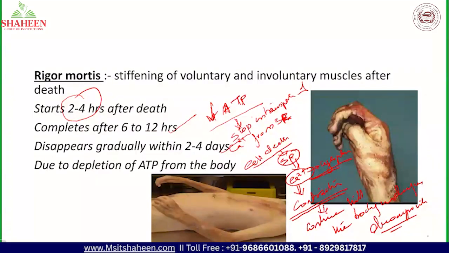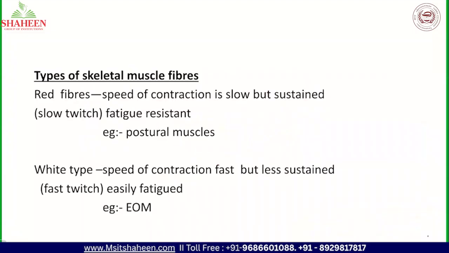Did any struggle happen during the death? Is it a murder or anything like that? Based on the position of the limbs and so on, the forensic surgeon can come to a conclusion whether any struggle happened. So the mode of death and the time of death can be calculated based on the rigor mortis. This is an example of rigor mortis here, where the limbs are in an upper position. So these are the clinical significance or the medico-legal significance of rigor mortis.